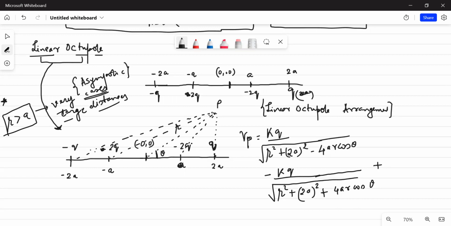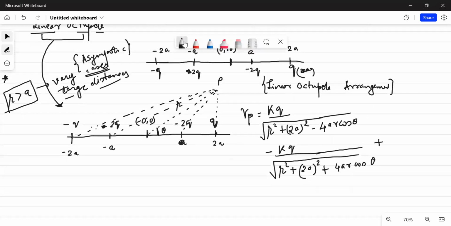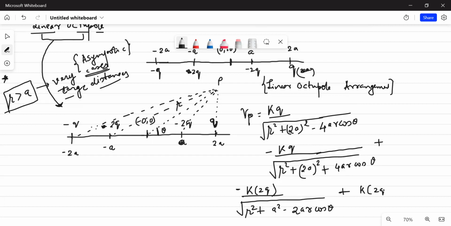Similarly, if I take this charge first, this is theta. This is minus 2q. This is r. This is a. So this distance would be root over a square plus r square minus 2ar cos theta. So what I'll do, I'll simply write minus k into 2q divided by root over r square plus a square minus 2ar cos theta, and then plus again k into 2q, and then again root over r square plus a square plus 2ar cos theta.